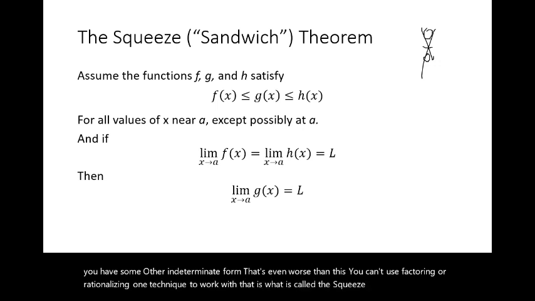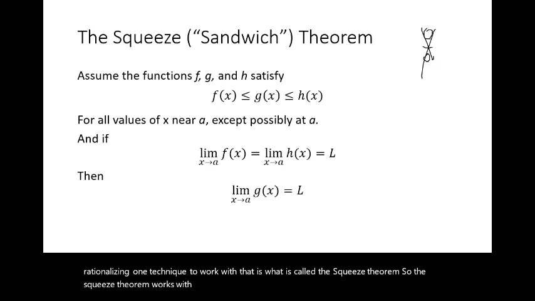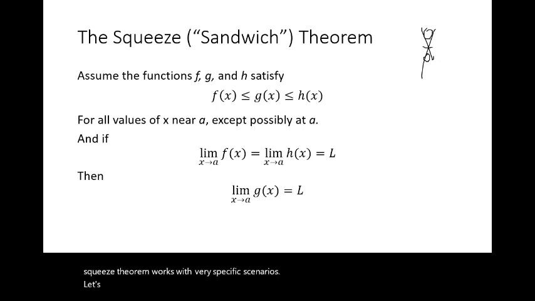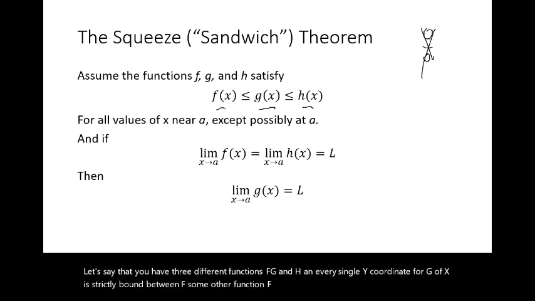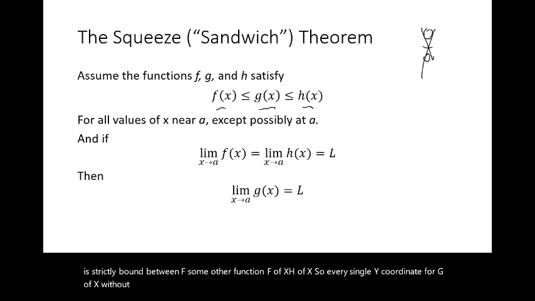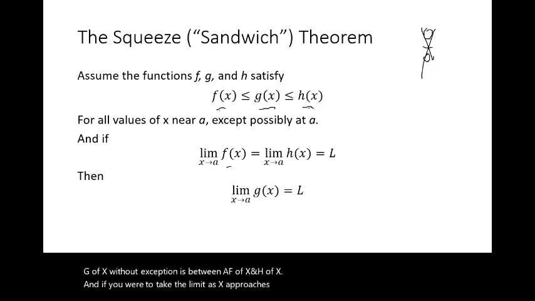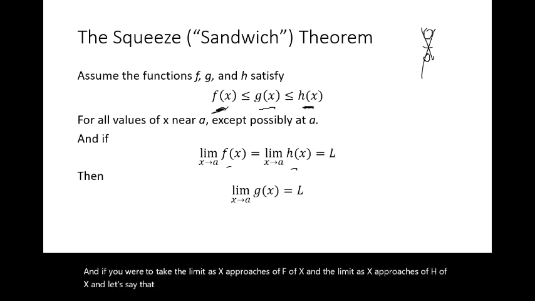So the squeeze theorem works with very specific scenarios. So let's say that you have 3 different functions, f, g, and h. And every single y-coordinate for g of x is strictly bound between some other function f of x and h of x. So every single y-coordinate for g of x, without exception, is between f of x and h of x. And if you were to take the limit as x approaches a of f of x and the limit as x approaches a of h of x, and let's say that the limits of the 2 outer functions come out to the same value L.